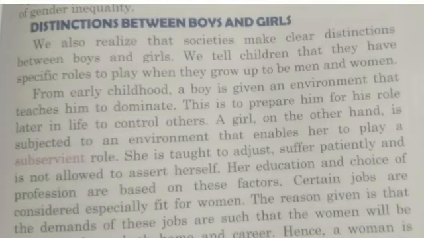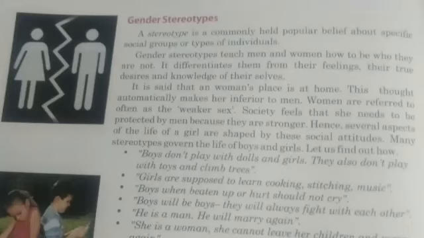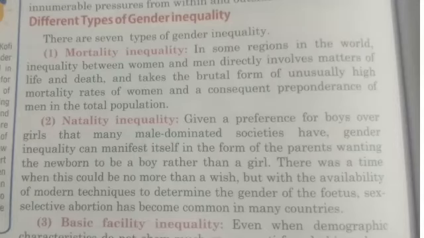Different types of gender inequality. Mortality inequality. In some regions in the world, inequality between men and women directly involves matters of life and death and takes the brutal form of unusually high mortality rate of women and a consequent preponderance of men in the total population. Natality inequality. Many male dominated societies have a preference for boys over girls. Gender inequality can manifest itself in the form of parents wanting the newborn to be a boy rather than a girl.